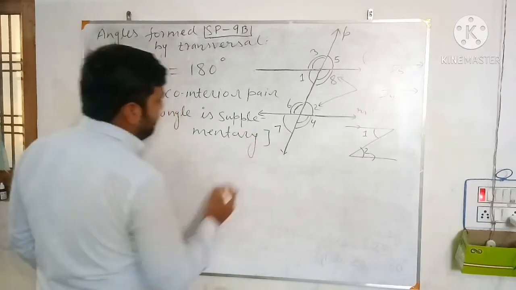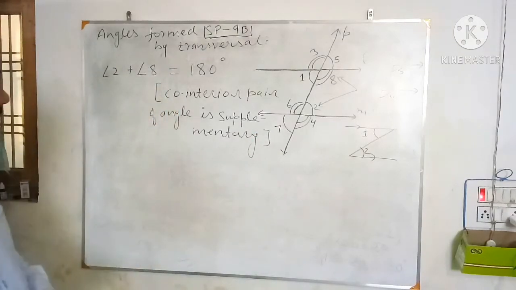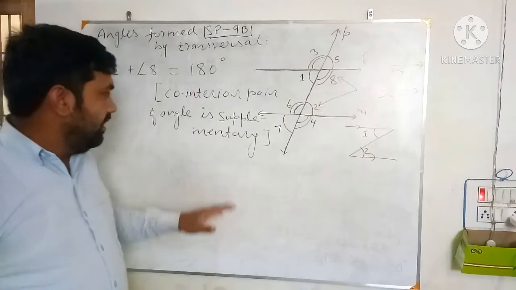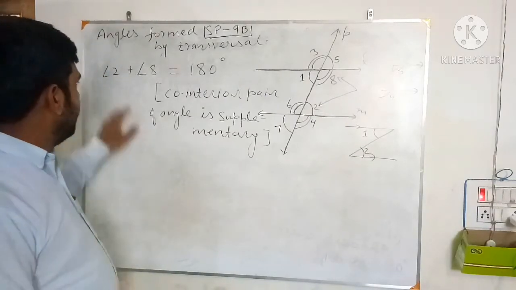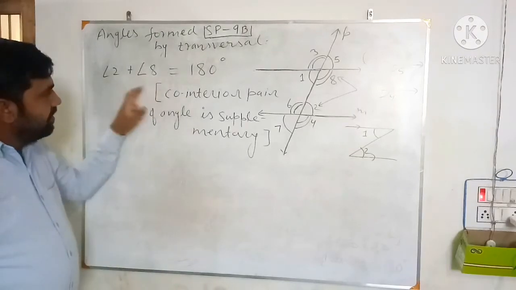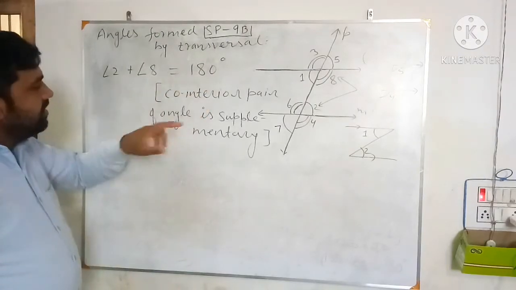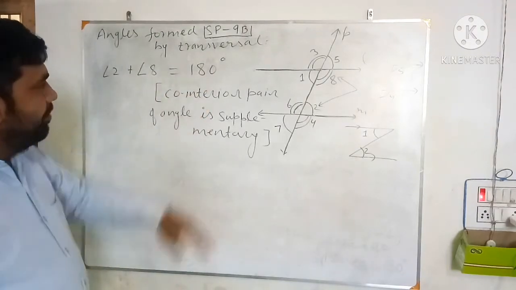Which pair of angles is called supplementary? The pair of angles whose sum is 180 degrees is called supplementary. Now these two angles, 2 and 8, their sum is 180 degrees. That's why they are called supplementary. So the co-interior pair is supplementary.